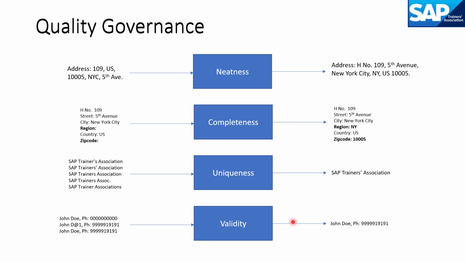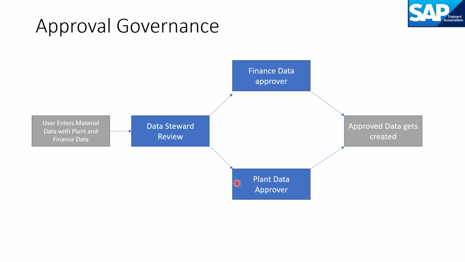This is a very, very simple example that we have taken because you might already be familiar with similar requirements, but there are many complex calculations that you can put in to ensure that the data entered by the user is valid. So these are the 4 basic criteria for good quality data: neatness, completeness, uniqueness, and validity.